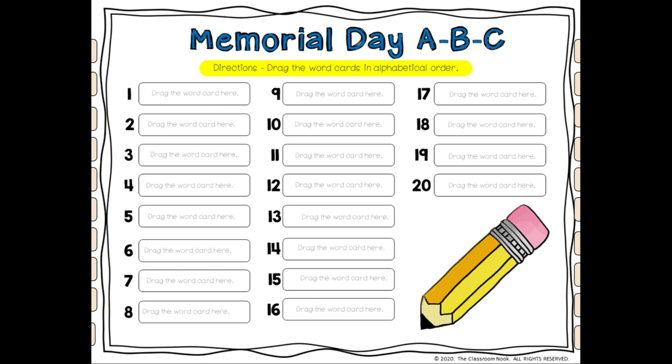Our next activity is Memorial Day ABC. Directions. Drag the words from the cards in alphabetical order. Sometimes when I'm doing alphabetical order information, I like to write down my alphabet just so I could see it and cross it off really fast. So you may want to do that quick activity. Write down your alphabet and then you can cross it off as you go through each letter.